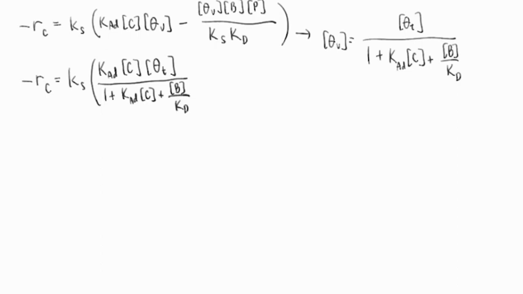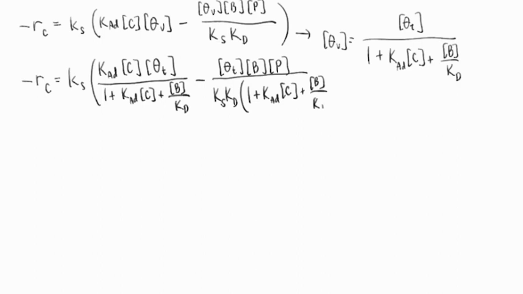This is for the first term of the rate law. Minus, for the second term, we do the same. This is the concentration of the total active sites, concentration of benzene, concentration of propylene, all over capital Ks, capital Kd, multiplied by 1 plus K adsorption, concentration of cumene, plus concentration of benzene over capital Kd.